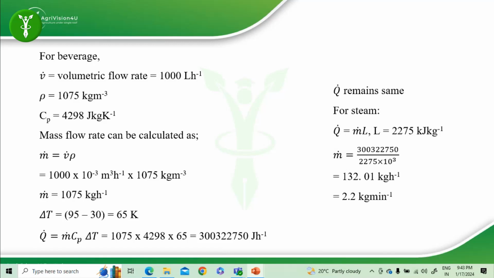Okay, now this flow rate remains the same. Ma'am, but the temperature is different in the question. Temperature is different, meaning? 50 to 7 it is.